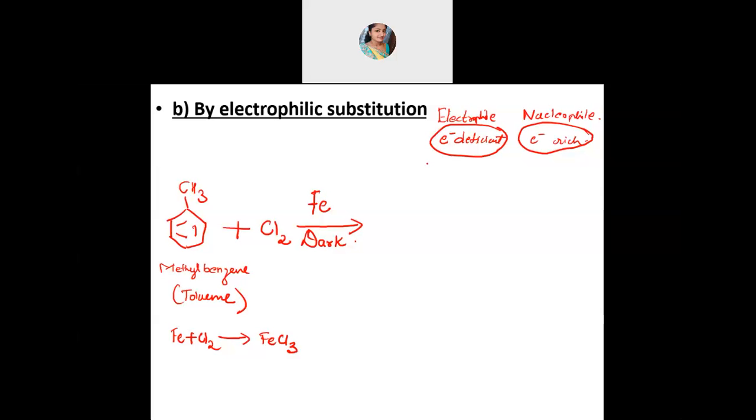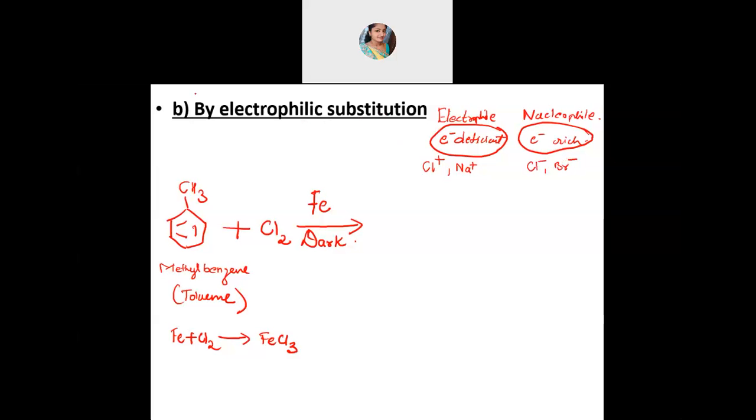So any positively charged species you can take. Even chlorine, if it carries a positive charge, will come under electrophile. Na with a positive charge is an electrophile. Anything which carries a positive charge. And a nucleophile will be something which carries a negative charge, like Cl minus and Br minus. If they carry a negative charge, that means the number of electrons is more in them, so they are nucleophiles. So here you are talking about electrophilic substitution reaction.